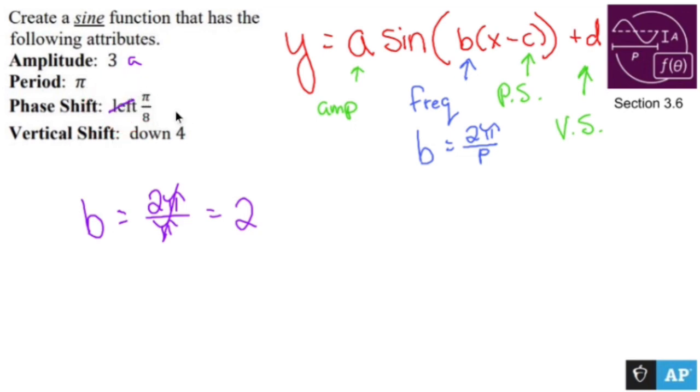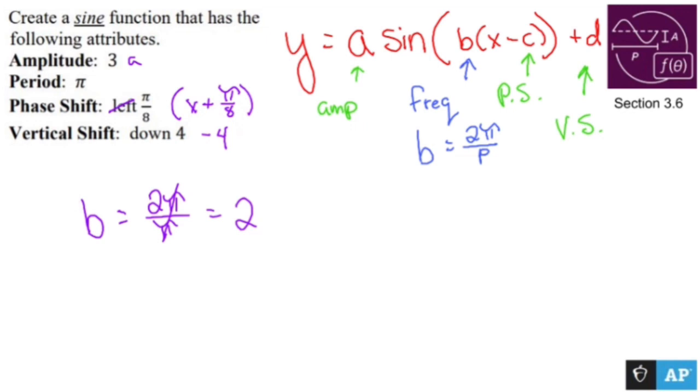So I have my A is amplitude, my B is 2, my phase shift means I'm going to have left pi over 8 is going to be x plus pi over 8 because it's opposite land whenever you're dealing with inside the parentheses with x. It's always been like that for, it seems like, every single AP Precalculus problem. A vertical shift of down 4 is going to be a vertical shift of -4.